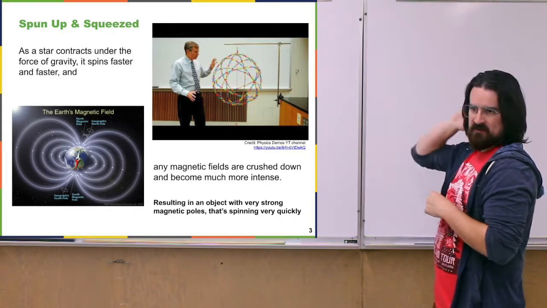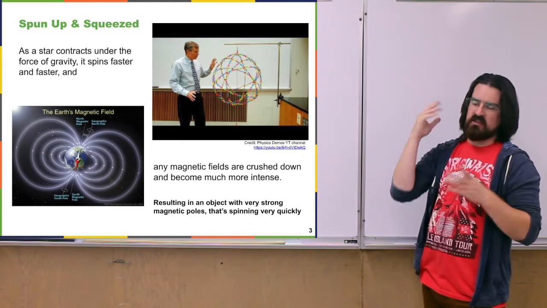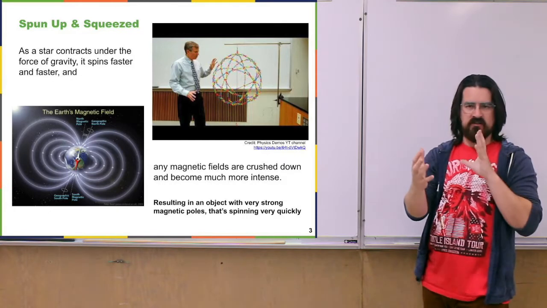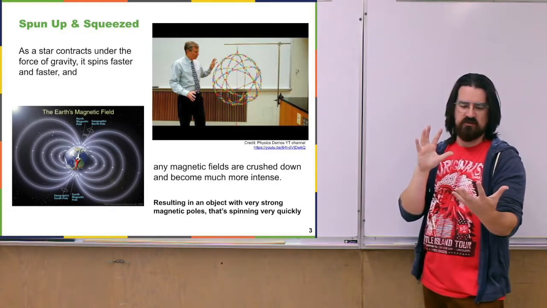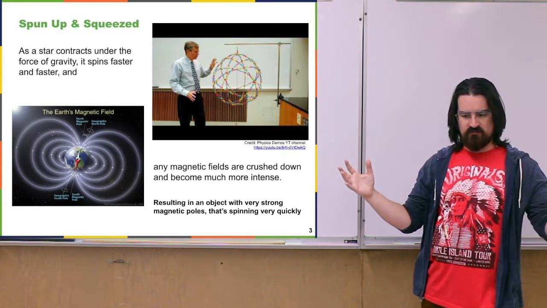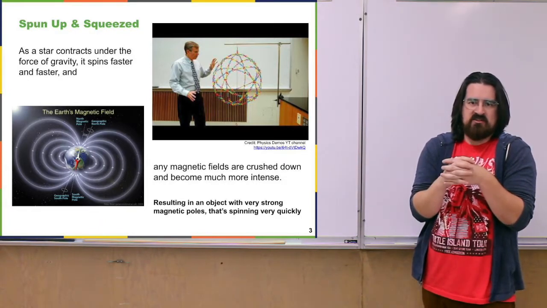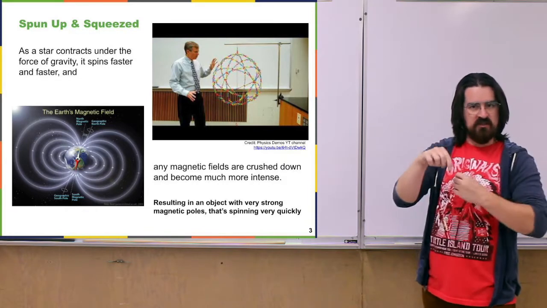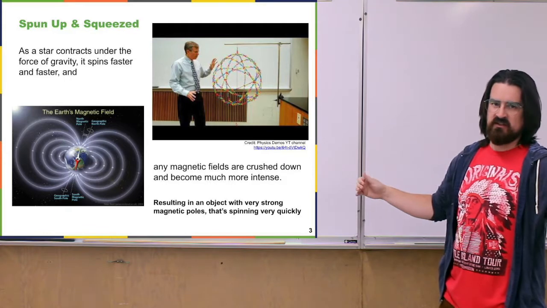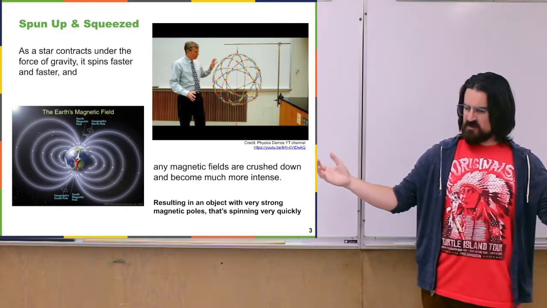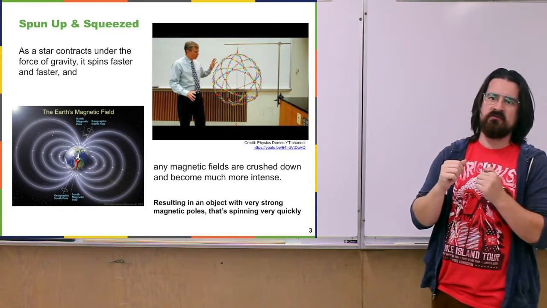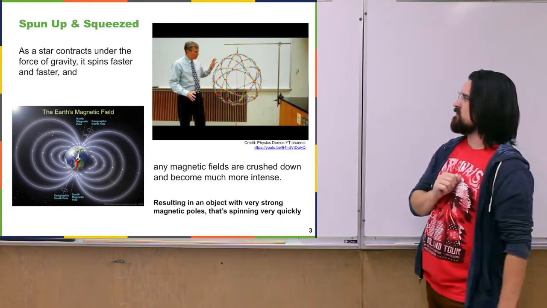The other thing that's happening as the star collapses is the rotation is getting greater and greater. I told you about this a while ago: when something is spinning and you pull in the mass of that object, the rate of spin is going to increase. The example I showed you was an ice skater. The ice skater is spinning around, arms out. As they pull their arms in, their rate of spin speeds up, right? The rotation rate gets faster and faster.